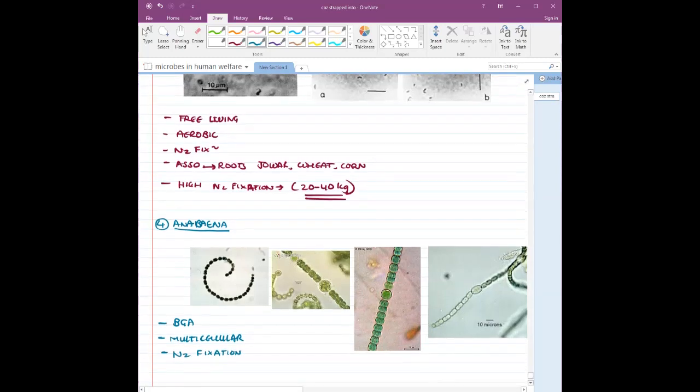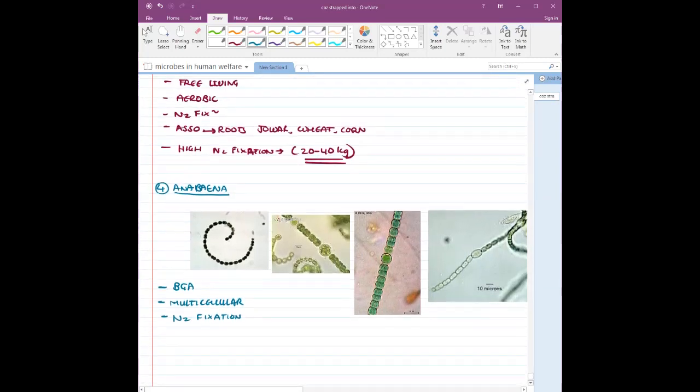Next, where exactly is this nitrogen fixation going to take place, guys? This nitrogen fixation takes place in these rounded bodies. These rounded bodies, guys, are special structures. These are called heterocysts. So nitrogen fixation takes place in special rounded structures called heterocysts.